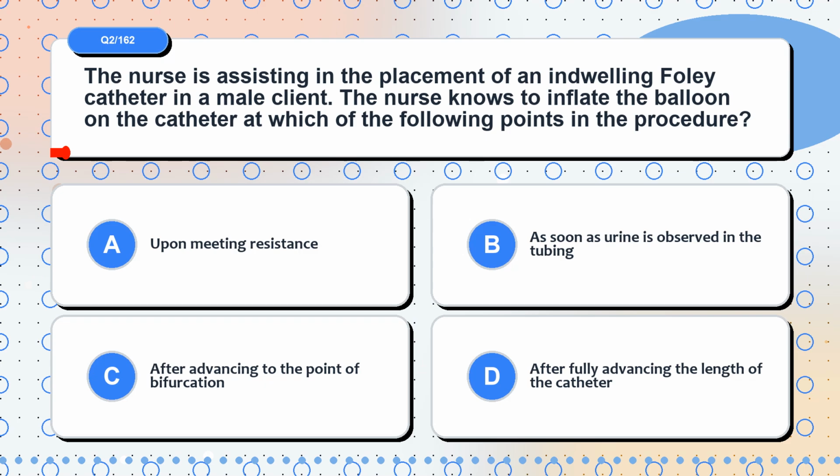Question 2. The nurse is assisting in the placement of an indwelling Foley catheter in a male client. The nurse knows to inflate the balloon on the catheter at which of the following points in the procedure? Here are the options. Option A. Upon meeting resistance. Option B. As soon as urine is observed in the tubing. Option C. After advancing to the point of bifurcation. Option D. After fully advancing the length of the catheter.